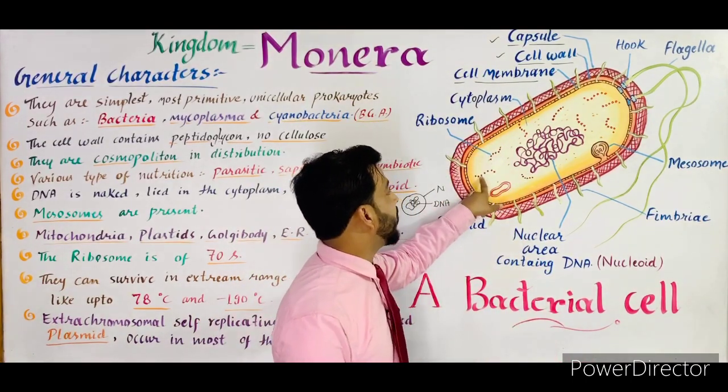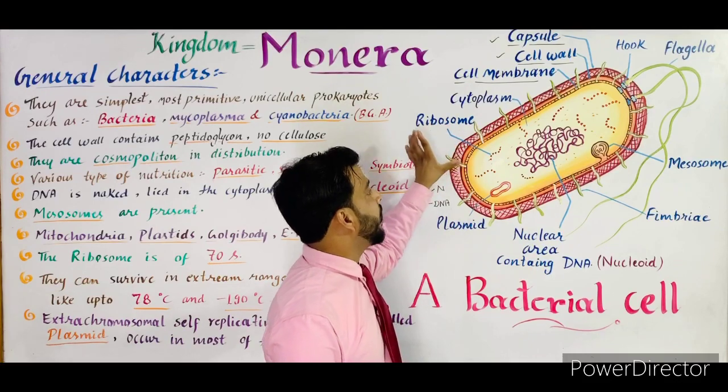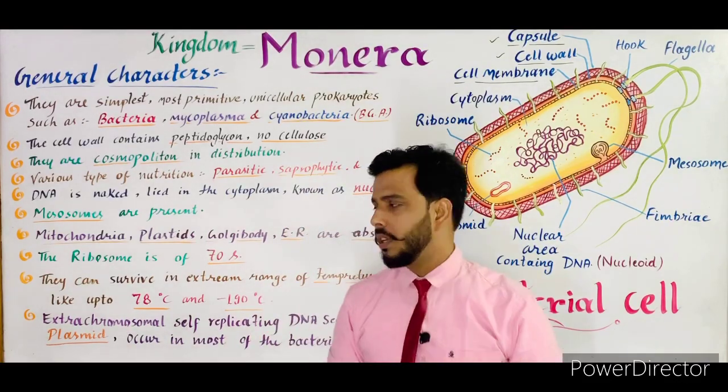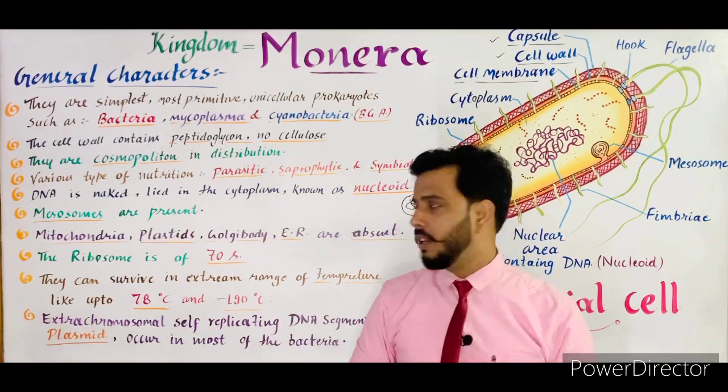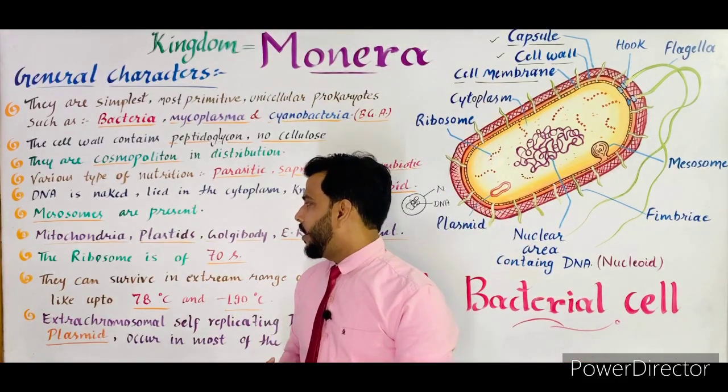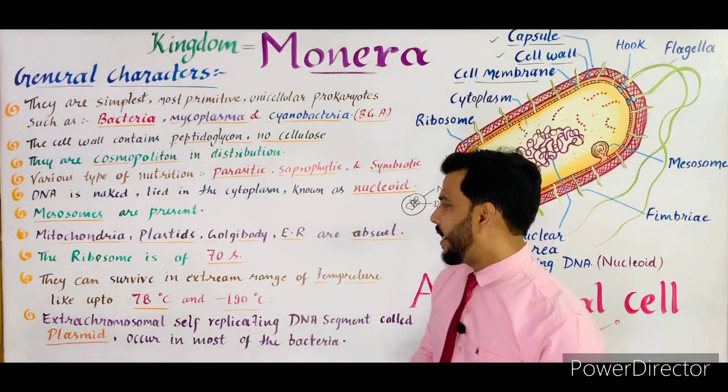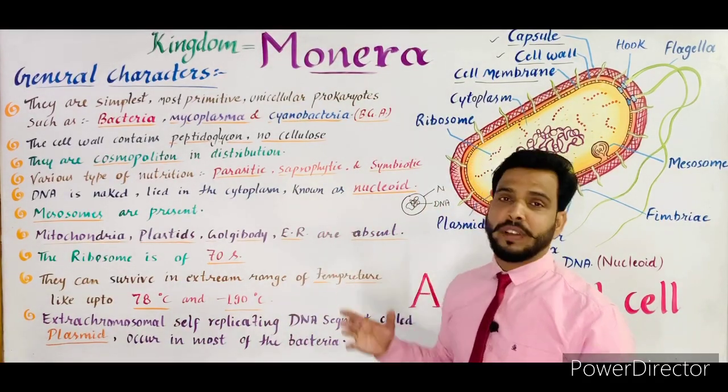As you can see in the diagram, these are the ribosomes, and these are the 70S ribosomes. I'll tell you in my later videos what is the meaning of 70S and 80S. Next point is about the survival of the bacteria, that they can survive an extreme range of temperature.